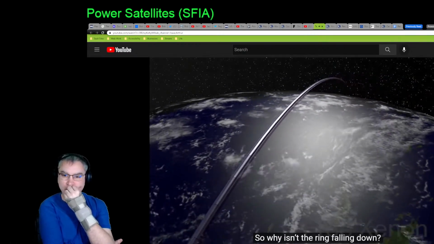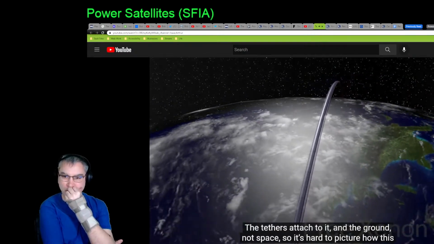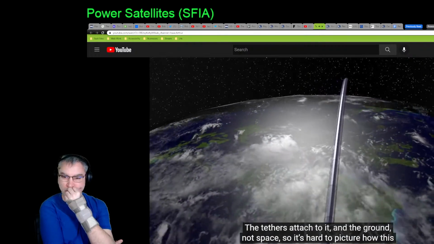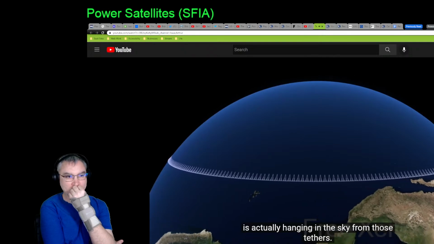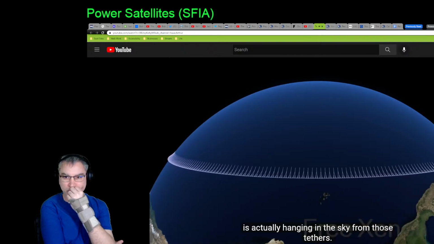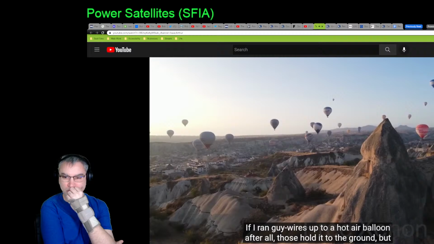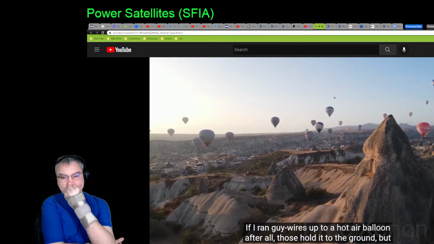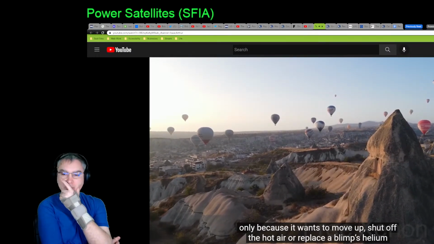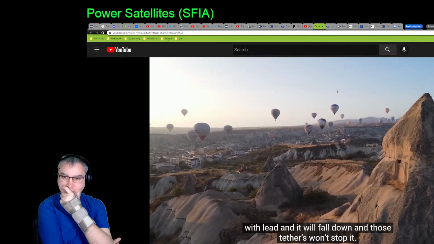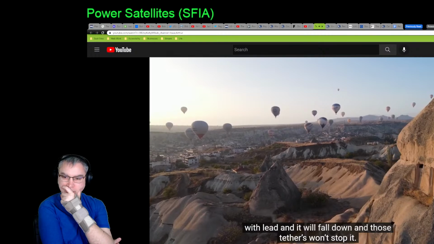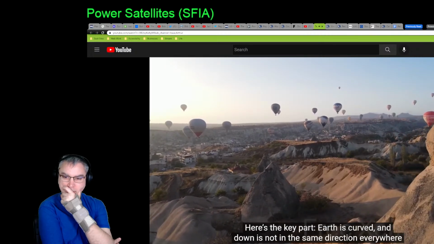So why isn't the ring falling down? The tether's attached to it and the ground, not space, so it's hard to picture how this is actually hanging in the sky from those tethers. If I ran guy wires up to a hot air balloon, after all, those hold it to the ground, but only because it wants to move up. Shut off the hot air or replace a blimp's helium with lead, and it will fall down and those tethers won't stop it.